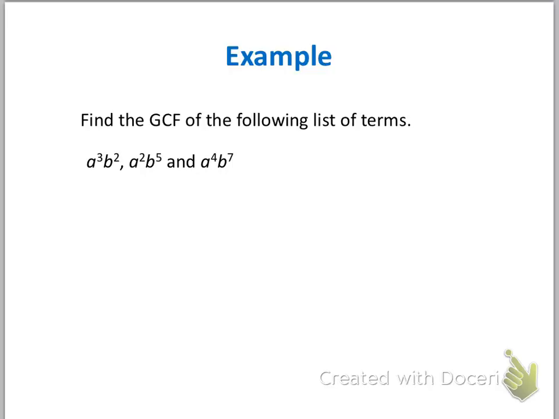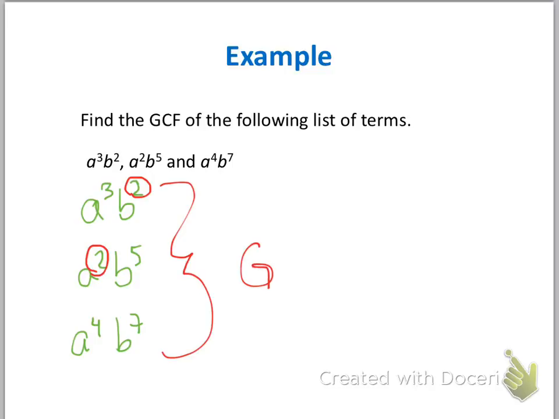Why don't you try this one? A little trickier. We've got a squared b to the 5th and a to the 4th b to the 7th. Remember what I said on the last slide. The smallest exponent is the GCF. So that means the GCF of these 3 terms is a squared b squared.